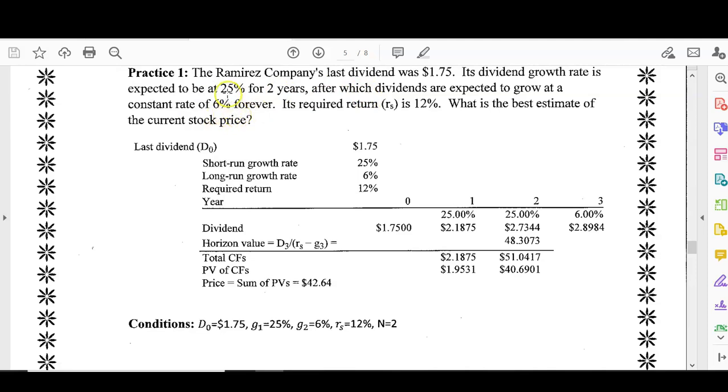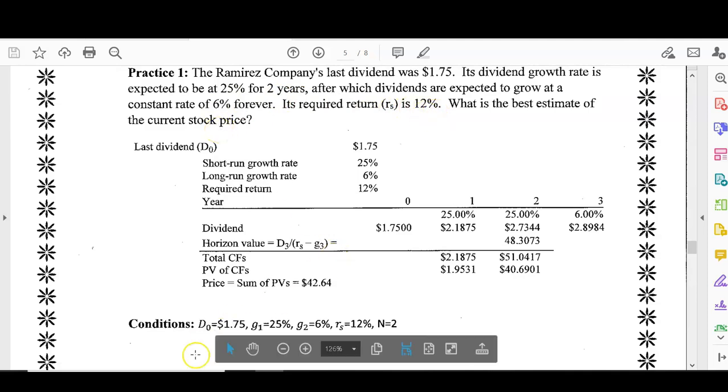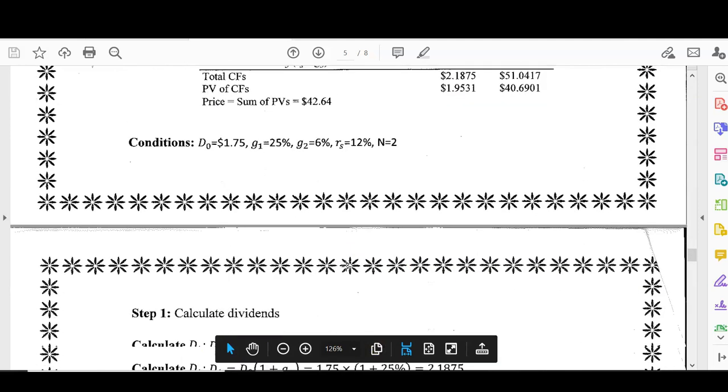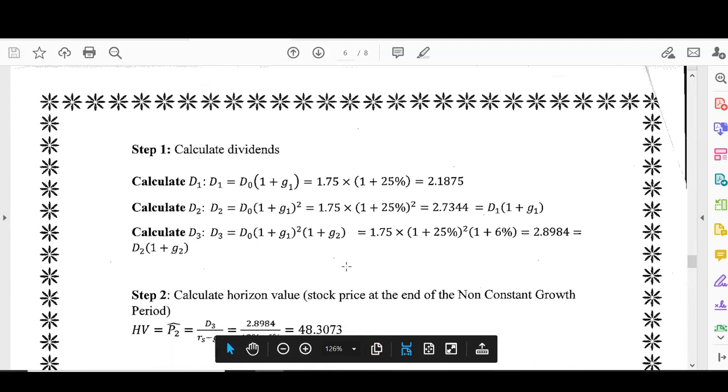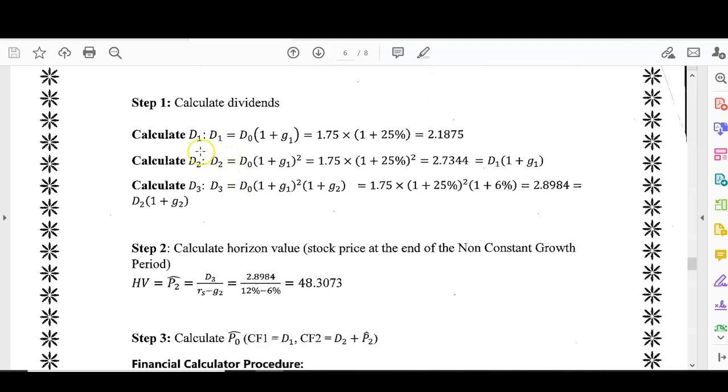So G1 equals 25%, G2 equals 6%, N equals 2. Required return RS is 12%. What is the best estimate of current stock price? Okay, we know all these conditions. Our step 1 is to calculate dividends. Calculate D1, D2, and D3 because our N is 2. So we calculate from D1 to Dn plus 1.